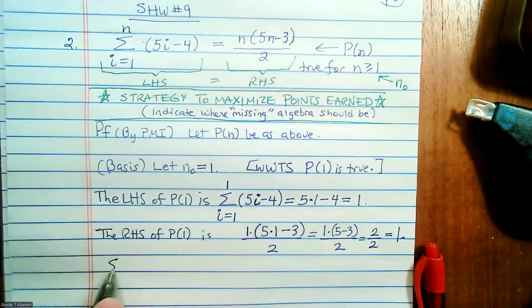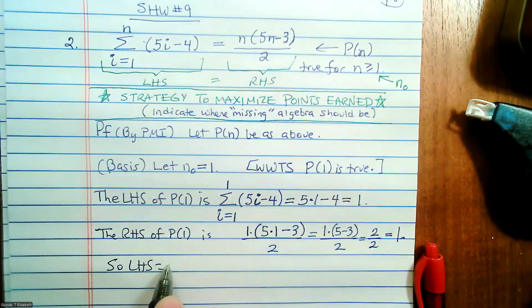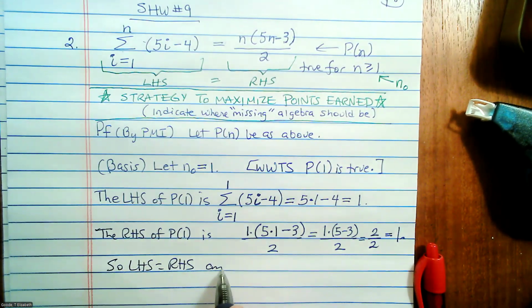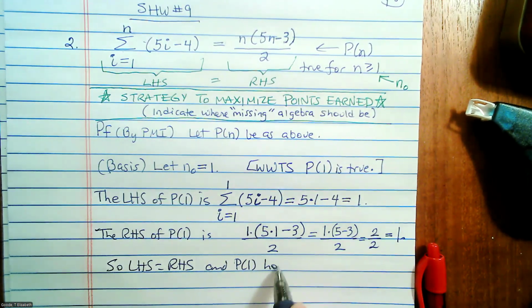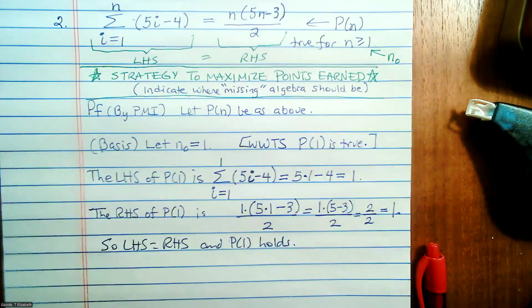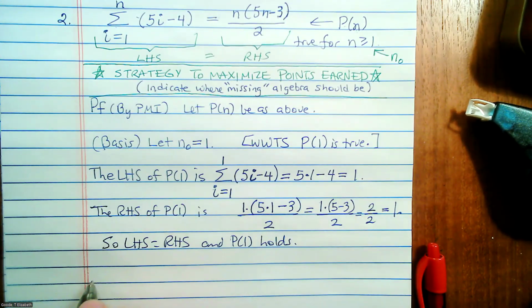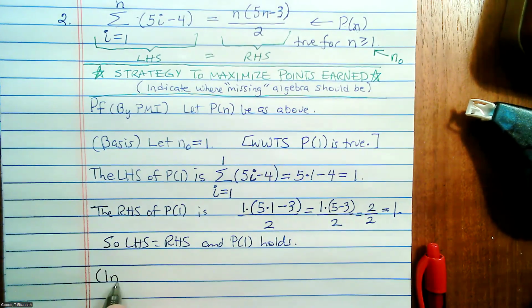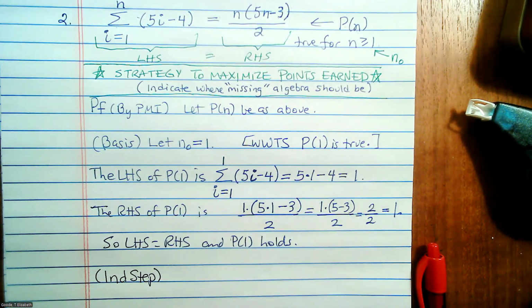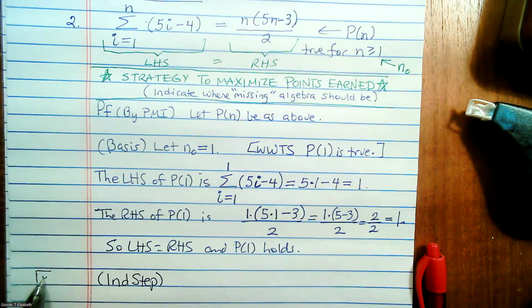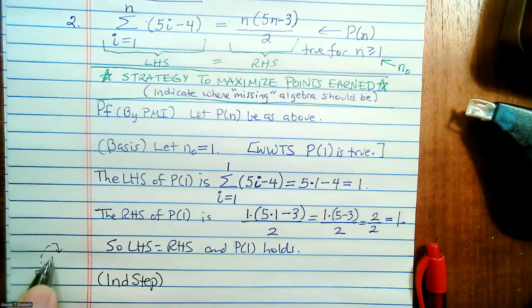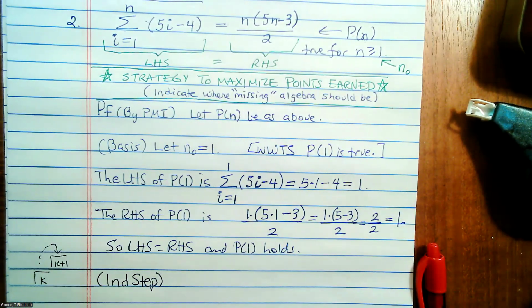All right. So the left-hand side equals the right-hand side, and P of 1 holds, right? All right, we got the basis done. Go ahead and give yourself a space or two, a little breath. And now we're going to start the inductive step. This is where we assume we're on step K and we want to step up to step K plus 1. So we have to talk about K.